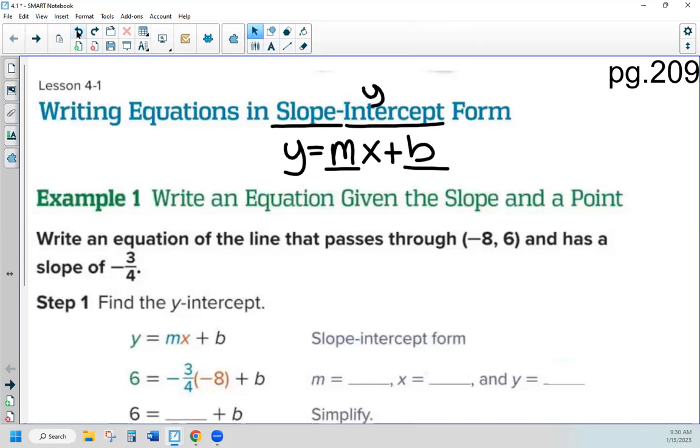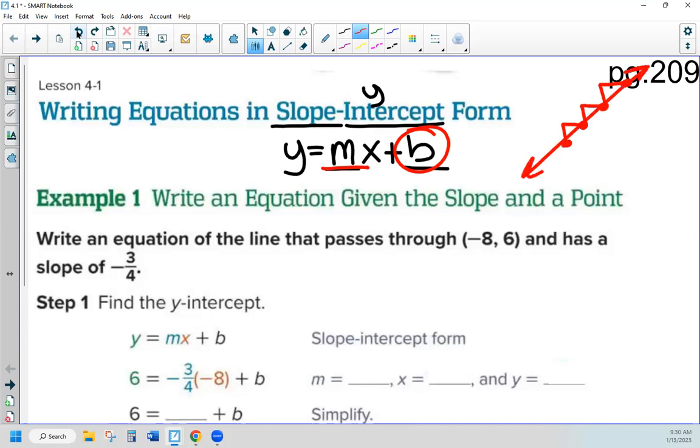The reason why we sometimes like to arrange our equations in this manner is because it's the easiest way to graph it. Remember, we look for the y-intercept and plot it, and then we follow the slope, which tells us how much to rise over run, and then we create another point. Rise over run, another point, and so on, and then we can create our line. That is why we like to set our equation to look like that.